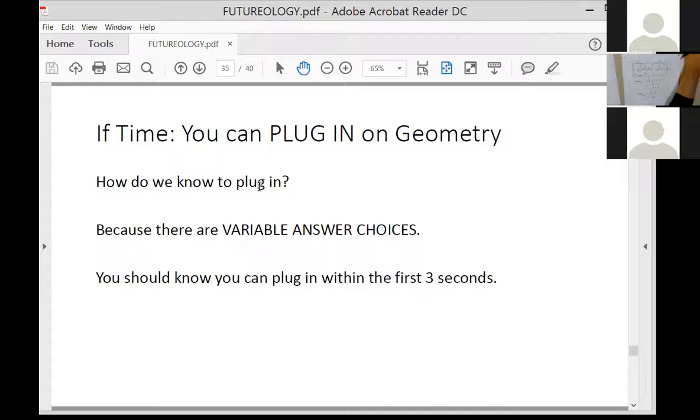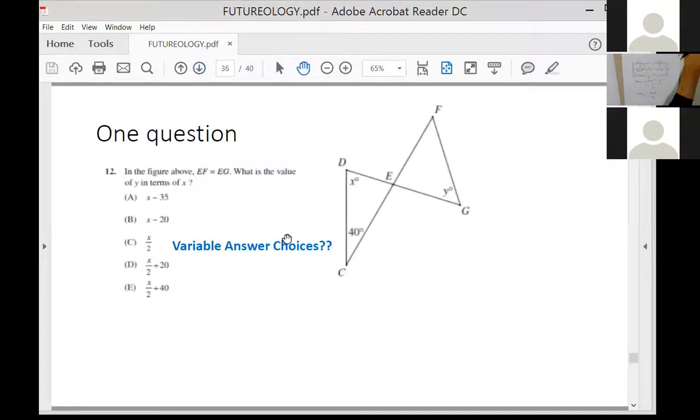The way that I like to say it is that we're going to have variables in the answer choices. If you look at the answer choices, there are going to be X's or Y's or R's, some sort of lowercase cursive letter that we can plug in for. So if you glance at the question, you should know that you can plug in within the first 3 seconds because it has variables in the answer choices. So question number 12 here, if we just glance at it and we look at the answer choices, there's X's in the answers. That means that we can plug in. That's just what it means.